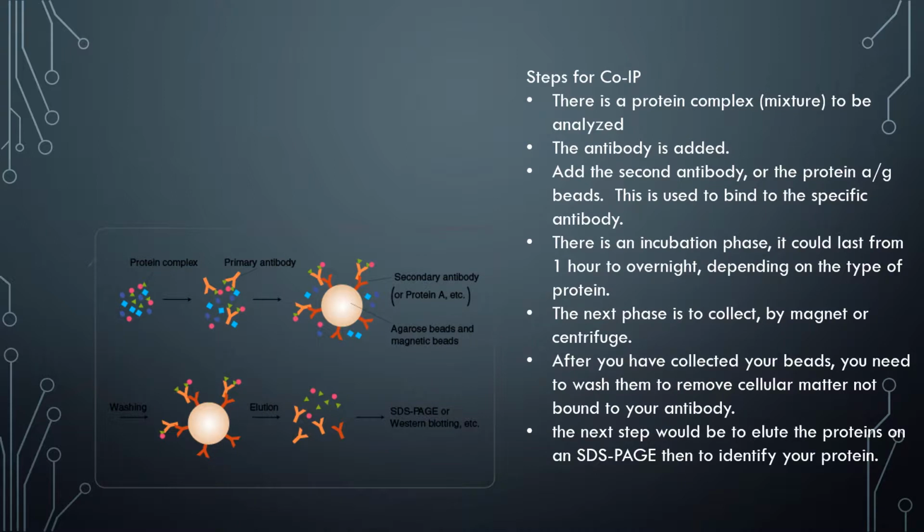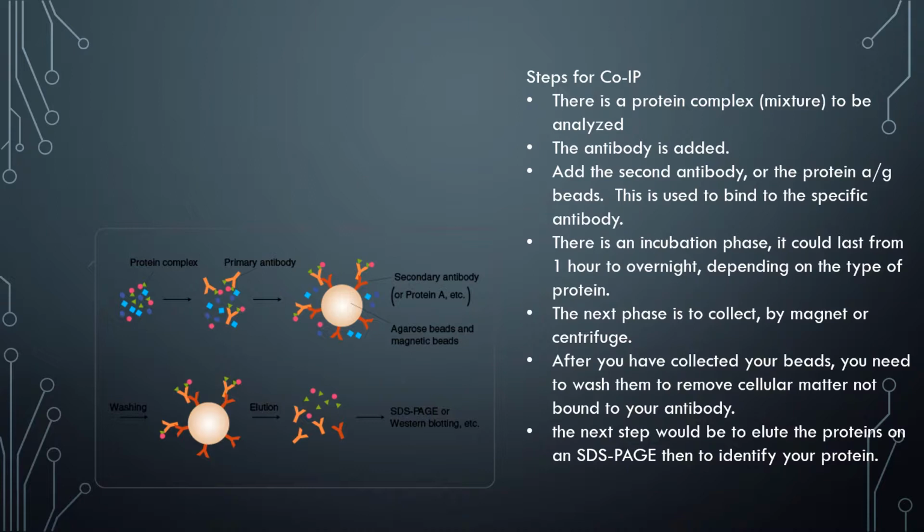Here is a diagram of how the co-IP works on the left-hand side, and the steps for the co-IP. The protein complex mixture to be analyzed. The antibody is added, and the second antibody, or the protein A/G, is used to bind to a specific antibody. There's an incubation phase. It can last from an hour to overnight, depending on the type of protein.